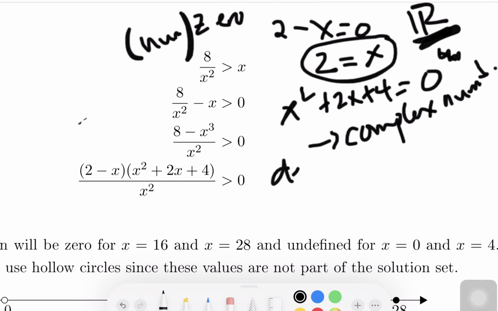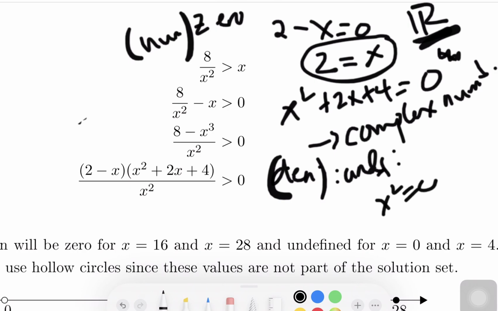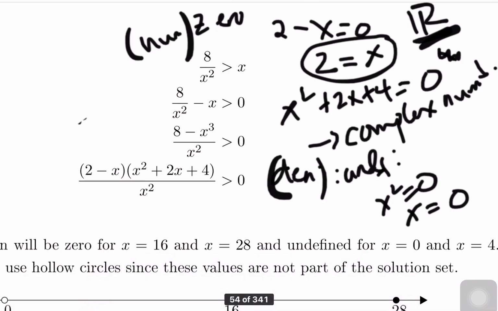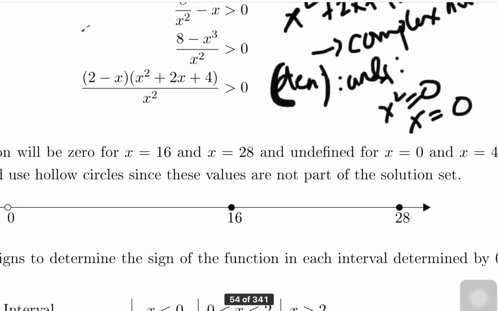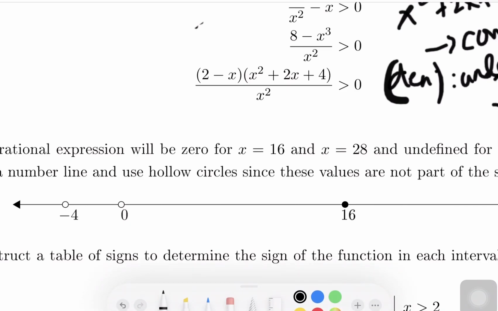Now, for the denominator, the undefined value, we have x squared equals 0. So x is equal to 0. So we only have two values. So on the number line, we only have 0 and 2. Say for example we have 0 and 2 here. This is wrong, this is wrong.